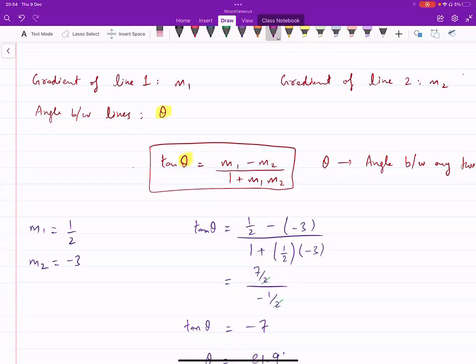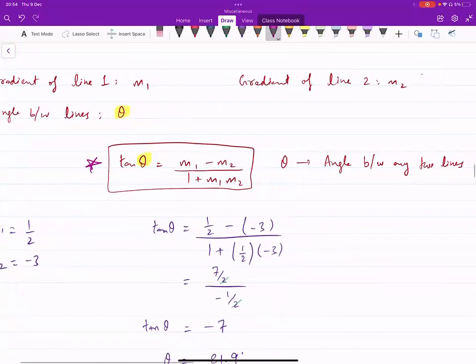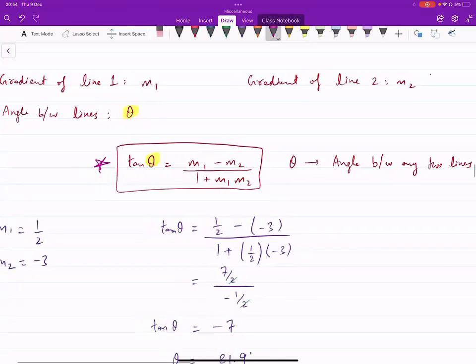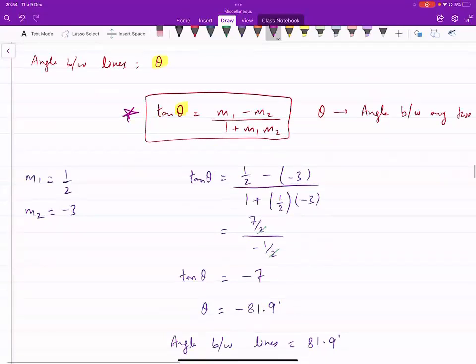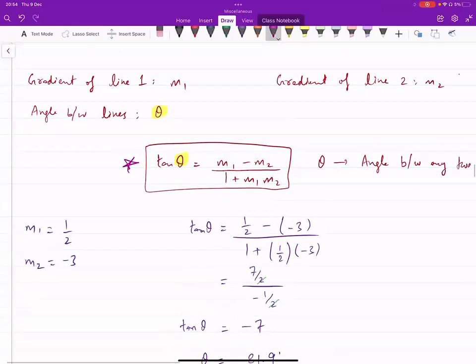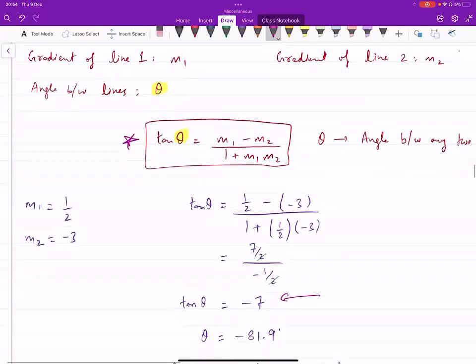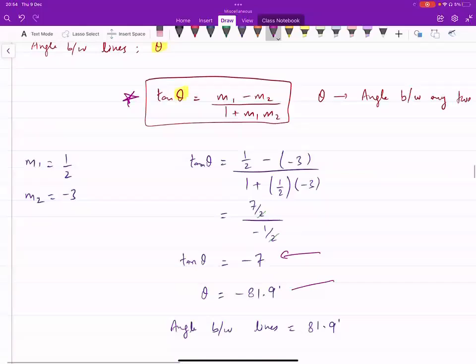Okay, and you can use this formula directly to find the angle between two lines. Now, tan theta equals m1 minus m2 divided by 1 plus m1 into m2. Okay, where theta represents the angle between any two lines. Again, m1 is the gradient of one of those two lines, m2 is the gradient of the other line. आपने क्या करना है, सिर्फ उसके अंदर values input करनी है, m1 और m2 की, you'll get something at the end, you take inverse, tan inverse, and you'll get the corresponding angle.